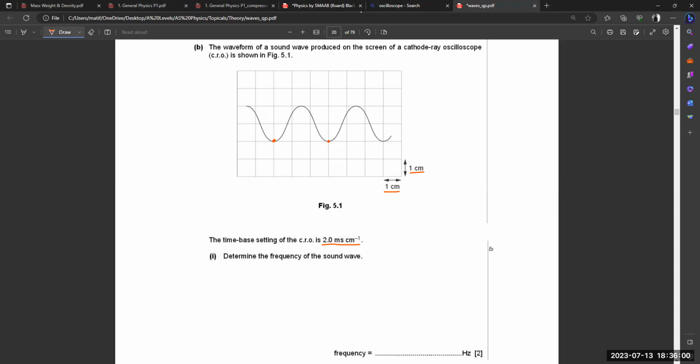If lambda is 3 centimeters, and we know that the time base is 2 milliseconds per centimeter, then 3 centimeters is equal to 6 × 10⁻³ seconds. The centimeter and centimeter cancel out, and it leaves you with 6 milliseconds. The SI unit of frequency is hertz, so we need to convert that into seconds first. Then we simply find F equals 1/T, and that will be your final answer.